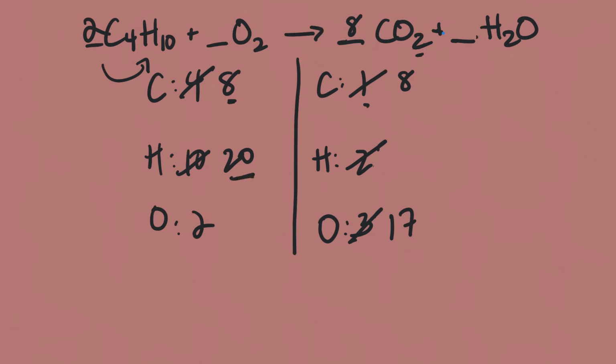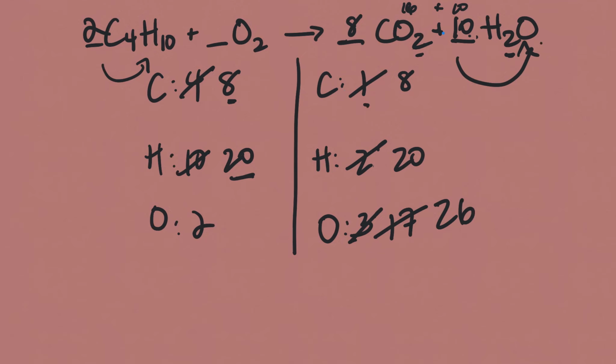Okay, now let's go and change our hydrogens. We have 20 hydrogens here. We want 20 hydrogens on the product side. So hydrogen is the only one that shows up here, so we'll put a 10. All right, 10 times 2 will give us 20, but this 10 also affects this oxygen. So we got to recount oxygen again, like completely start over. So we have 8 times 2 is 16 oxygens here. 10 times 1 is 10, so 16 plus 10 gives us 26 oxygens.